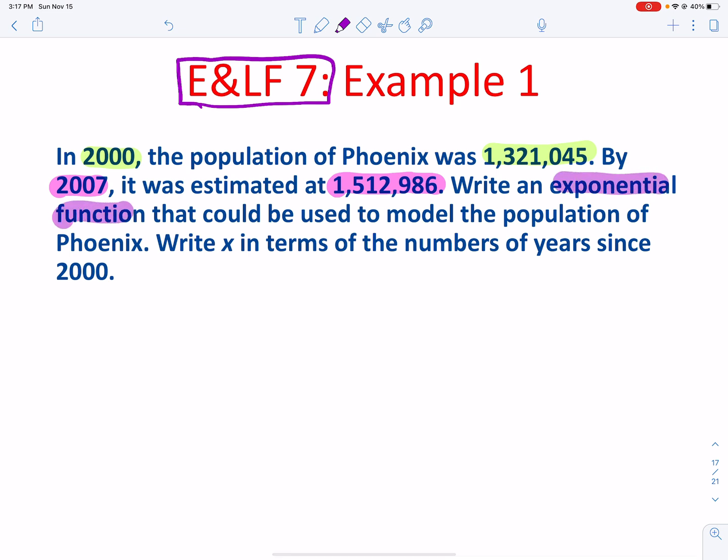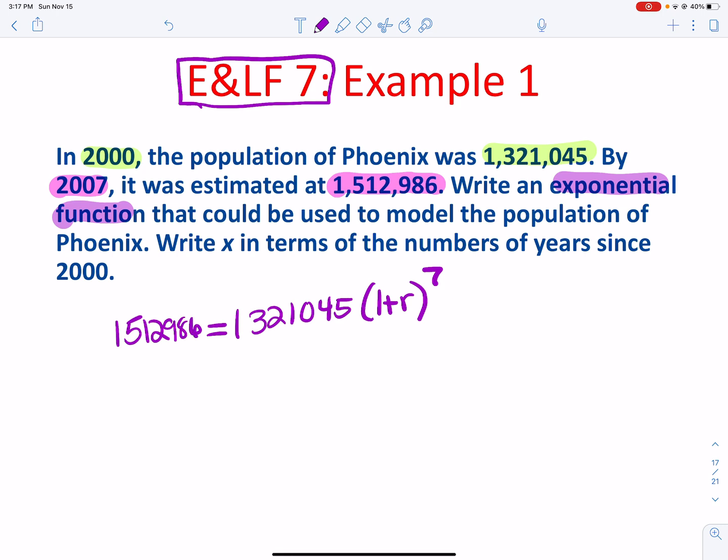Exponential function that could be used to model the situation. So it's kind of like the project. I know the initial value is 1,321,045. That's what it initially was. It's growing. So it's going to be times 1 plus r, and I'm doing this in 7 years. And my new population is 1,512,986. So again, this is like the project. So when I said that the project is like my big time extra credit, it really isn't that bad.